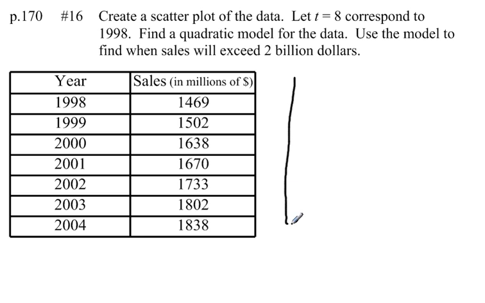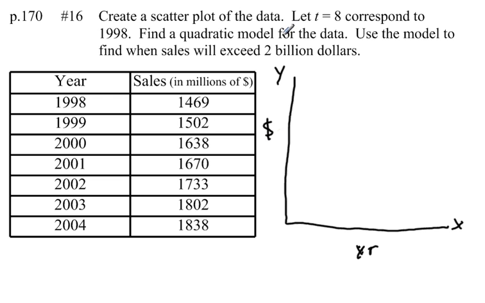So we know a scatter plot means we've got some x values and some y values. Our x's are the years. We'll put year over here. Our y values are the sales. We'll put a $ sign right here.